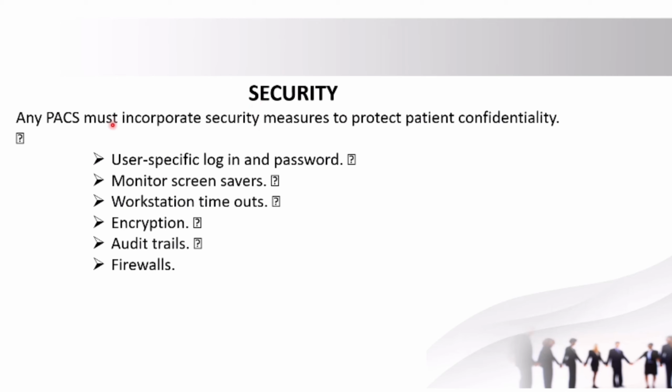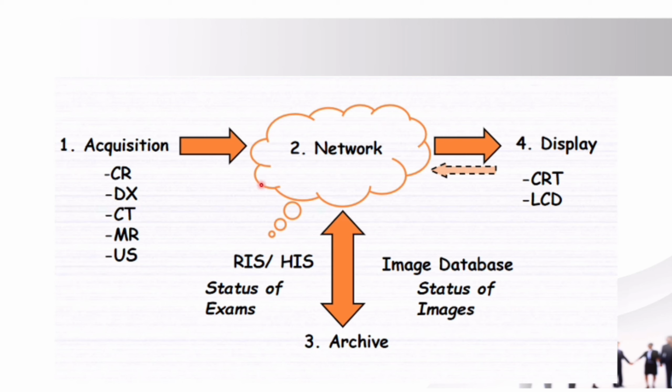Now comes the security, which is very important. Any PACS must incorporate security measures to protect patient confidentiality. So there should be user specific login passwords, monitor screensavers, workstation timeout, encryption, audit trails and firewalls. So this is the network. We first do the image acquisition, and then we can archive also. We have RIS and HIS status of the exam. Then we have to display.